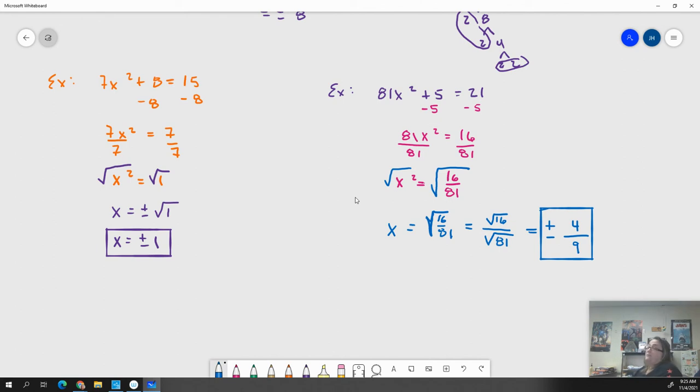Are they always going to be perfect squares? No. Which is what we're going to move into now. What happens when our squares aren't perfect?